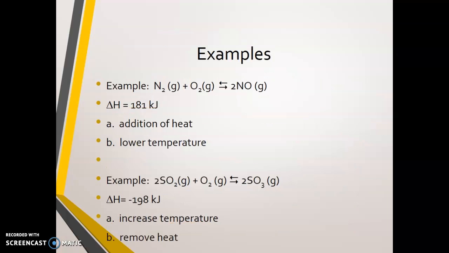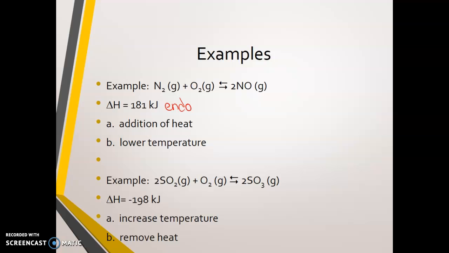Now, I don't believe you have these examples in your notes, but you might jot them down so you have them for reference. So our first reaction, we have nitrogen and oxygen reacting to form nitrogen monoxide, and we are given that delta H is 181 kilojoules. We want to determine what happens if we add heat or if we lower the temperature. So the first thing we need to do is look at our delta H. This is a positive value, which means that this is going to be an endothermic reaction.